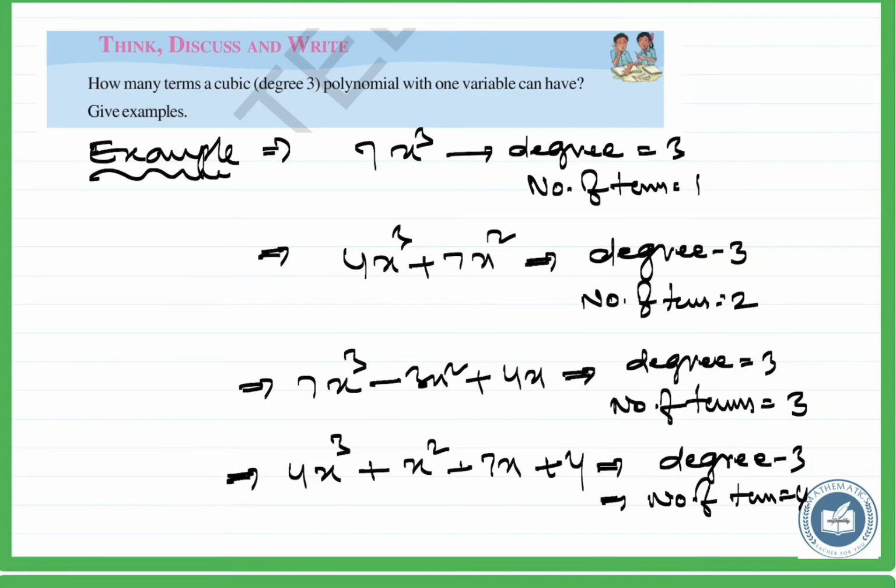So how many terms can a cubic polynomial with one variable have? 1 to 4 terms it can have.